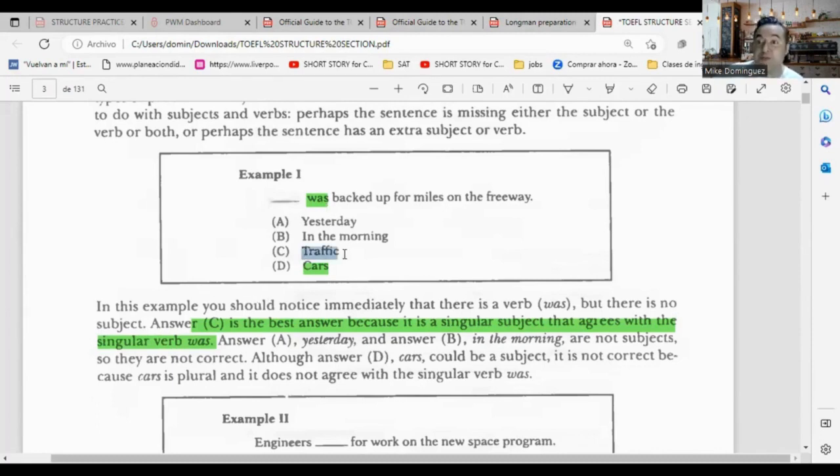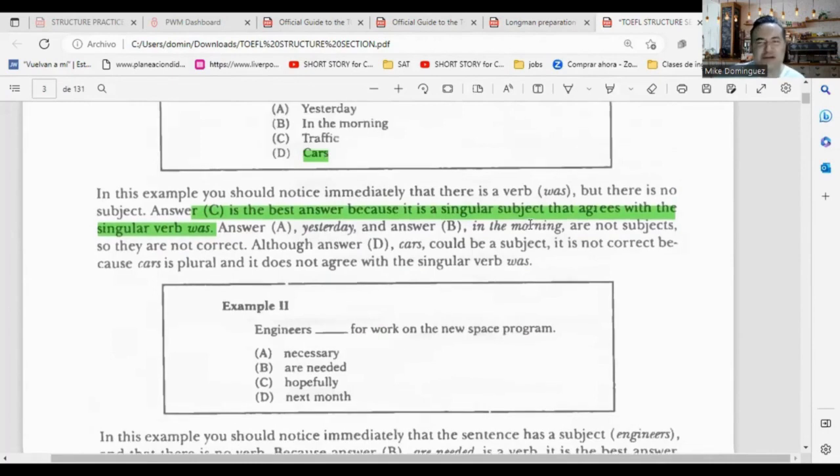So traffic could be an option, and cars could be an option as well, because both are subjects. Now the only problem is that you discard immediately yesterday and morning, they don't match. I am between traffic and cars, but now I realize that was is only for singular, so I won't use cars. I will use traffic instead, because traffic is singular and this matches with was. You're right, you got it. So that's the strategy. I feel so dumb. No, it's very simple.